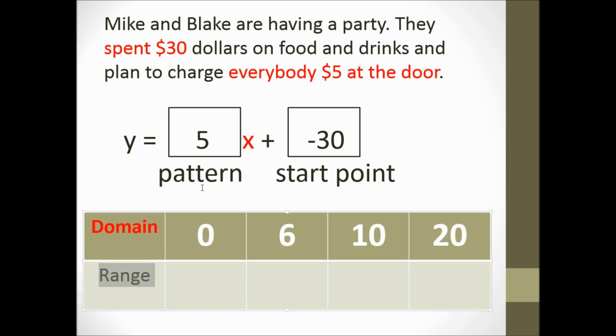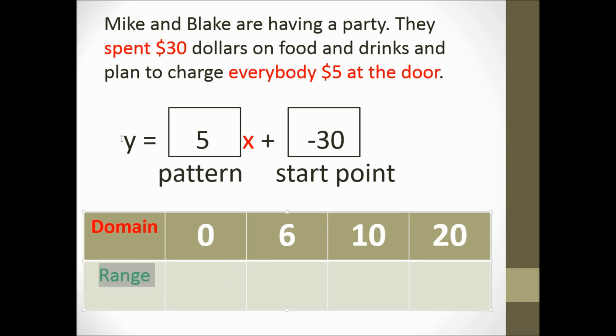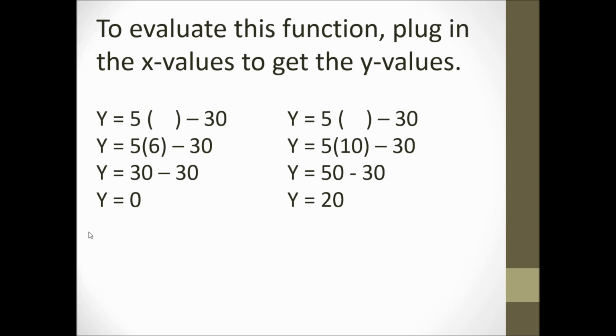And the range values are green, and here they're green. Okay? So the domain values need to go in the X spot. Then we do the math and out comes the range. To evaluate this function, plug in the X values to get the Y values. So we needed to plug in 0, and then that's 0 minus 30. That would just give you negative 30.